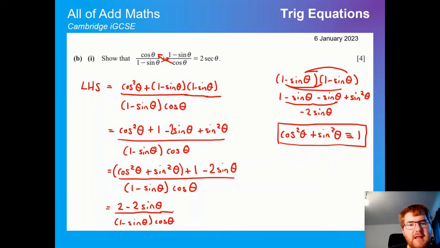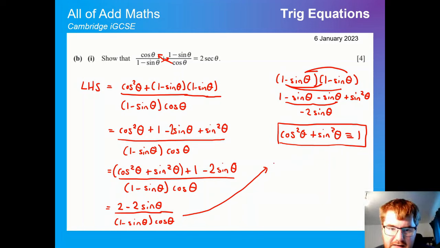And again, it looks like we've hit a roadblock, but you have to have faith in this, that it's going to work, and you just need to keep going. And next thing we're going to do here is that notice there's a factor of 2 common. So we can take a factor of 2 out. So we get 2.